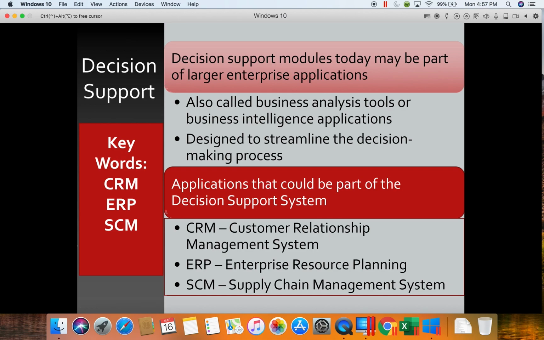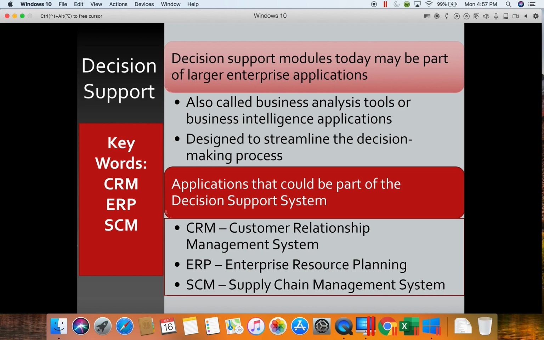Our decision support modules are oftentimes part of a larger enterprise application, and oftentimes these applications are called business intelligence tools or BI tools. Some of the application systems that our decision support systems can be a part of include the customer relationship management system, the enterprise resource planning system, and the supply chain management system. And we've already talked about these in prior chapters, but just a quick reminder.